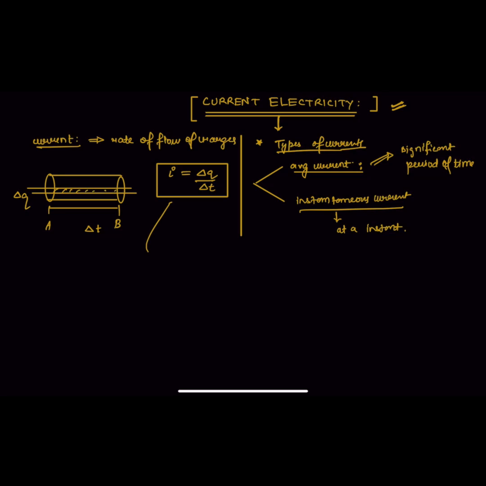So here, what I found out here is actually the average current. Why? Because we are taking a span of time, that is delta T. Okay, this is average current.